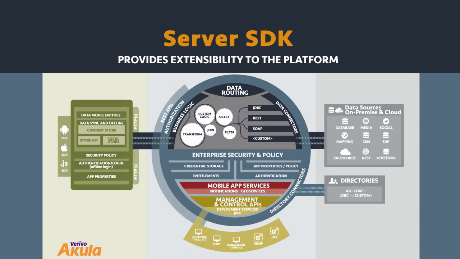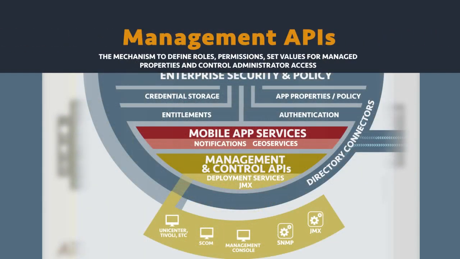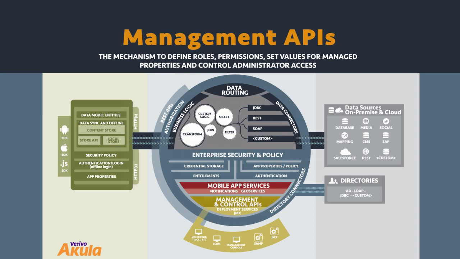With the SDK, companies can create Akula services, custom modules for data connectivity, realms for authentication, and implement any type of custom logic, transformations, or routing. Finally, we have the Akula management APIs, which provide the mechanism to define roles, permissions, set values for managed properties, and control administrator access to an app. Control is available through a management console or through APIs, which means companies could actually build their own management interfaces or even leverage existing products like SCOM, Tivoli, and others.